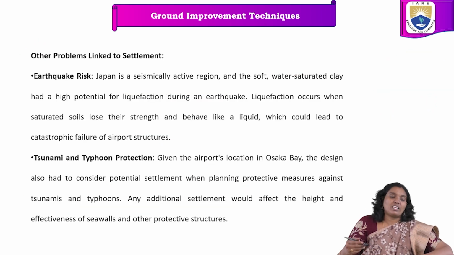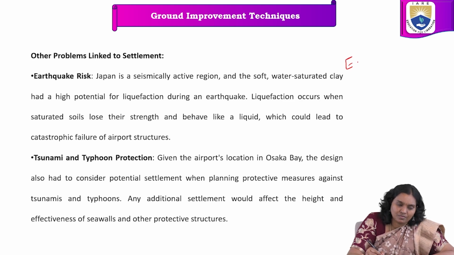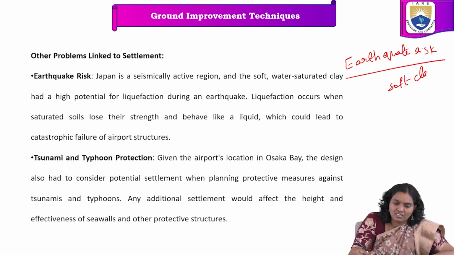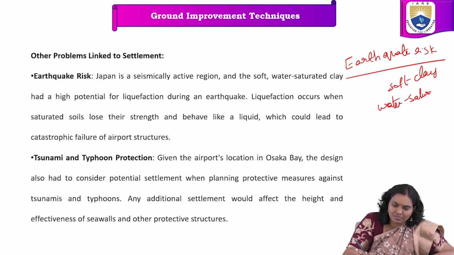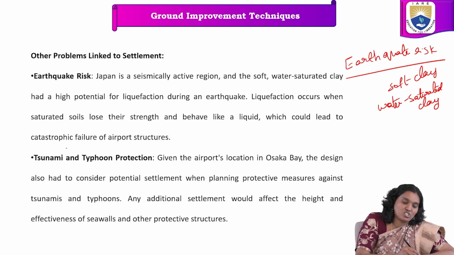Now, what are the various other problems which are linked with this settlement? That is earthquake risk. Because this region has soft clay and also water-saturated clay, it had a high potential for liquefaction during an earthquake. Liquefaction occurs when saturated soils lose their strength and behave like liquid, which could lead to various kinds of failures of the airport structures.